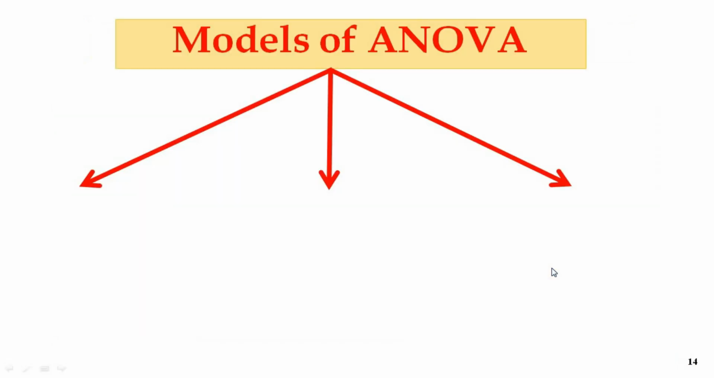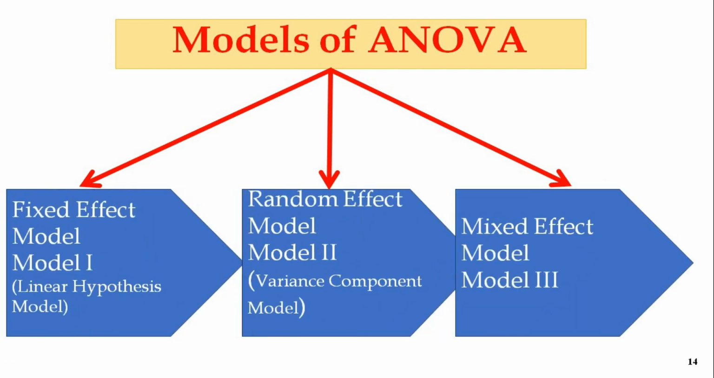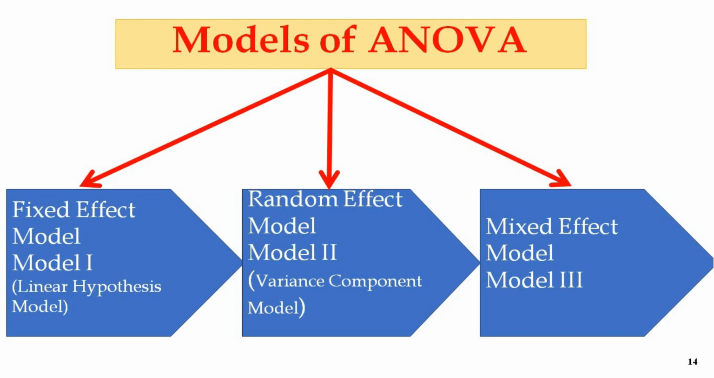Now we move to the slides. Models of analysis of variance. There are three models in analysis of variance. The first one is the fixed effect model, which is called model 1, or also the linear hypothesis model. The second one is the random effect model or model 2, also called the variance component model. And the third one is the mixed effect model, also called model 3.